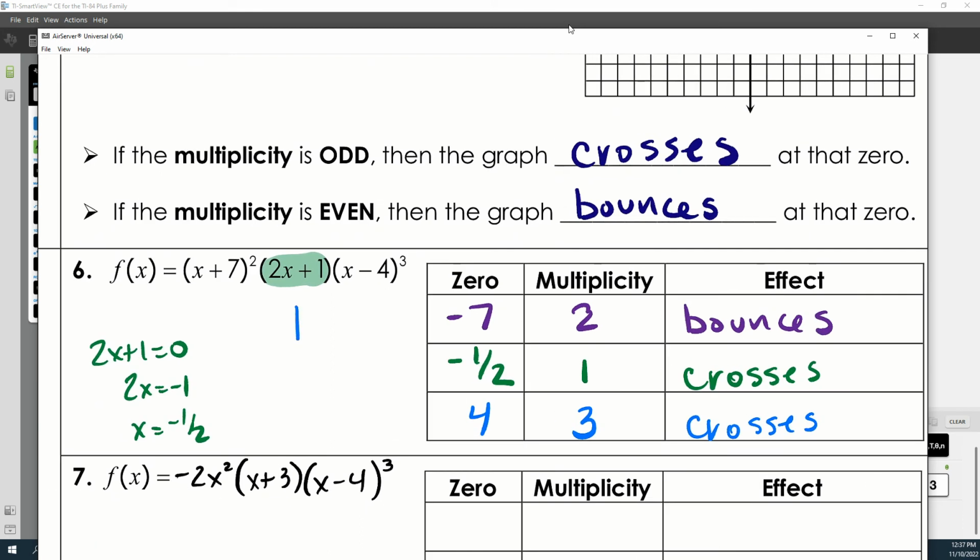So this graph, we're not going to graph. I'm just going to do just like a little swiggle. We'll say -7 is here, -1/2 is here, 4 is here. At -7, it's just going to touch it and bounce back up and then go all the way through. This is what bouncing looks like.